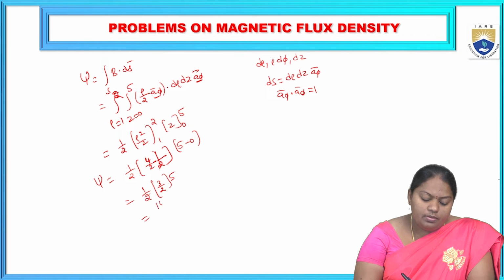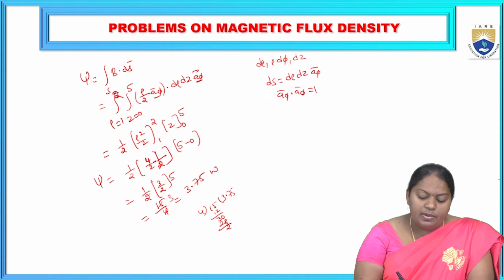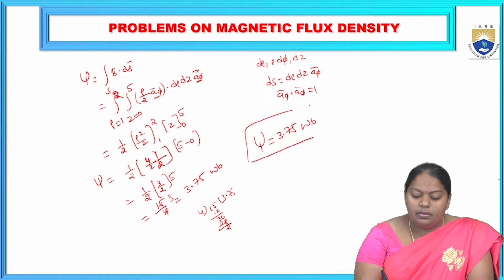So 15 by 4, which is 3.75. So the flux phi equal to 3.75 Webers is to be obtained.